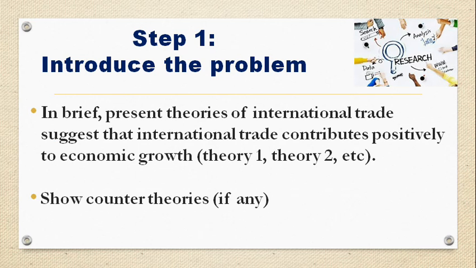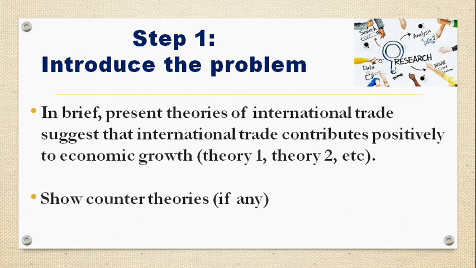You introduce the problem, having in mind our topic. So what we'll do here is to present in brief theories of international trade that suggest that international trade has a positive contribution to economic growth. I say in brief because in your literature review in chapter 2, you will need to discuss these theories in detail. So you could make 1 or 2 lines to say so-and-so theory believes that this has positive impact. This also supports it. This also supports it. Just in brief.